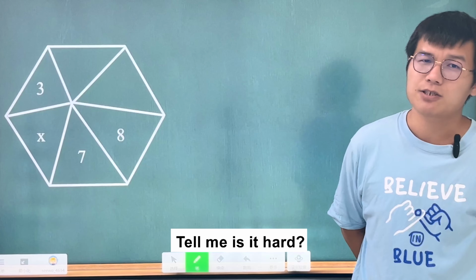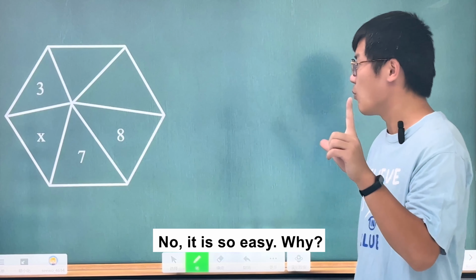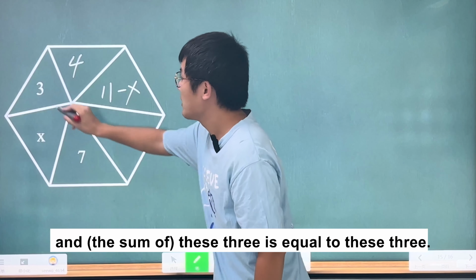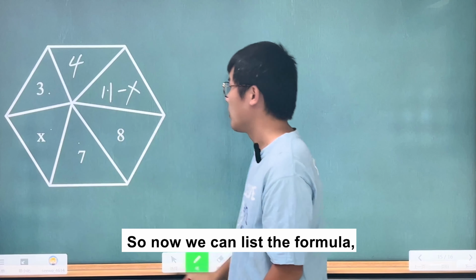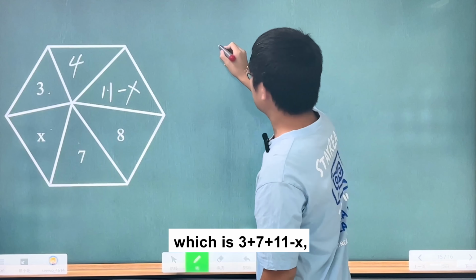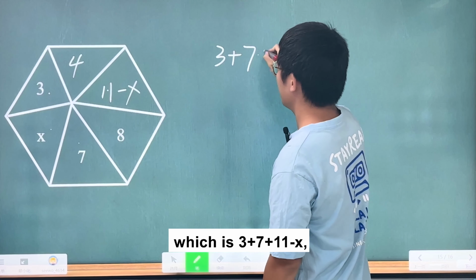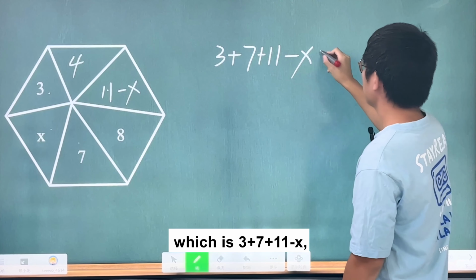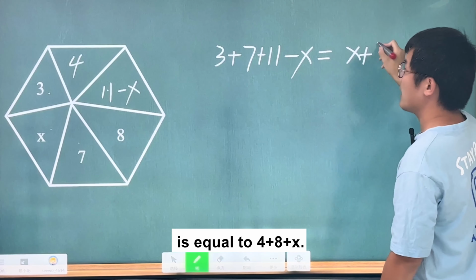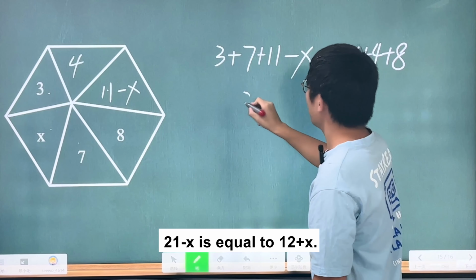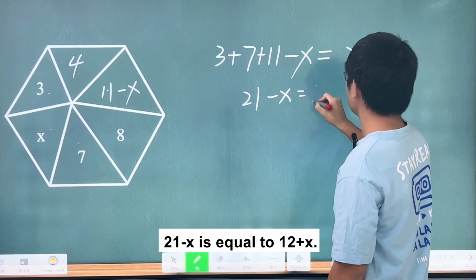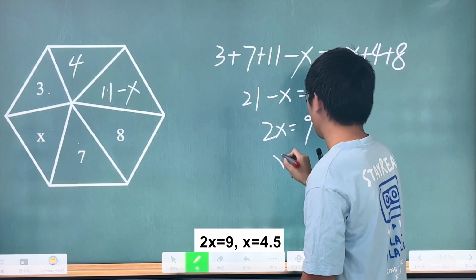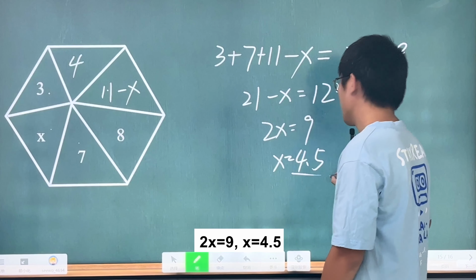Tell me, is it hard? No, it is so easy. Why? Because we have known that this is 11 minus x and this is 4. And this 3 is equal to this 3. So, now we can list the formula. 3 plus 7 plus 11 minus x is equal to x plus 4 plus 8. 21 minus x is equal to 12 plus x. 2x is 9, so x is 4.5. So this is the answer.